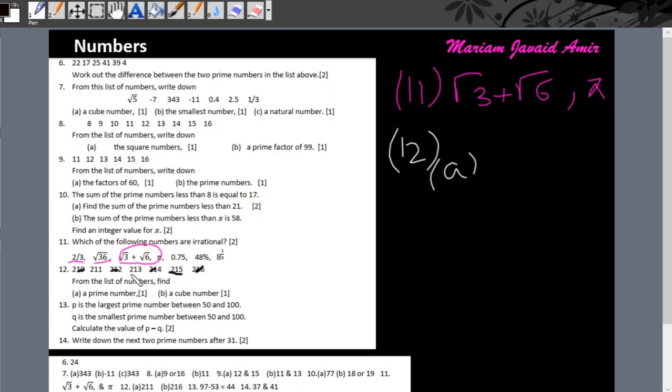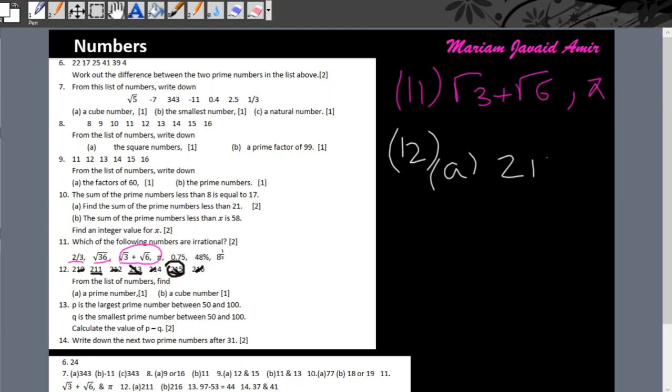This is not a multiple of 3. This is 3 plus 1 plus 2, which is 6, so this will be a multiple of 3. 213 is actually a multiple of 3. And 211. So there's a competition between 211 and 215. But 215 is divisible by 5. So scratch this as well. And we're left with 211 as the answer for 12A.